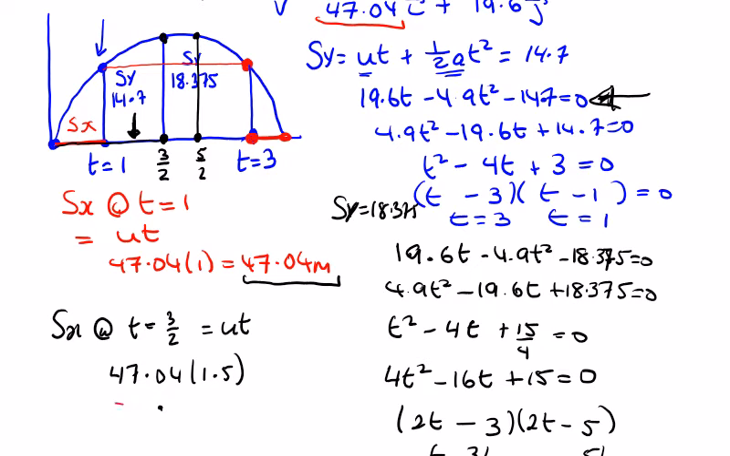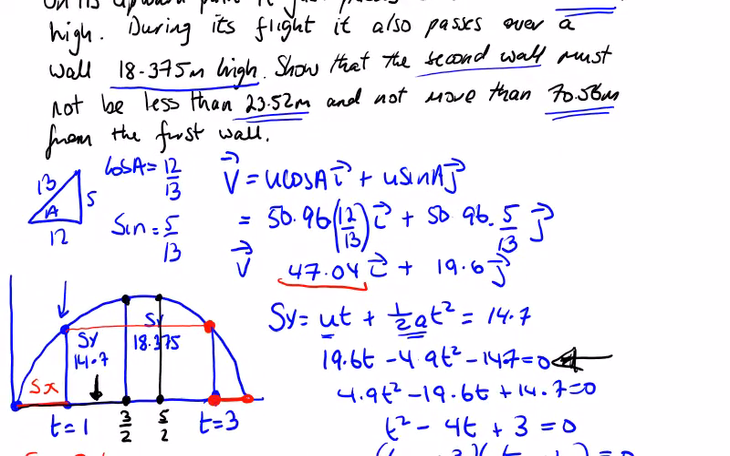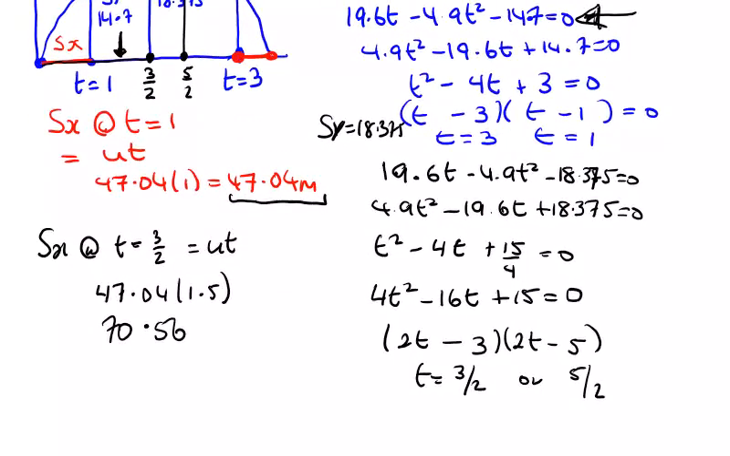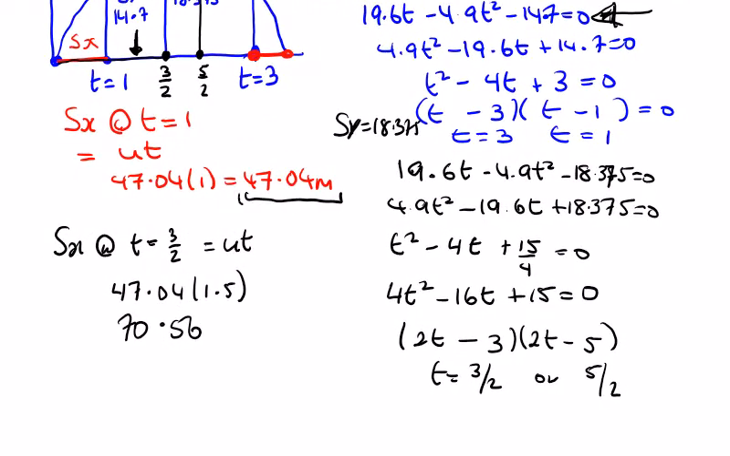Okay, let's jump back up to this question here. I'm going to just rewrite this 70.56 so you can actually see it. Right, what are they asking us? Show that the second wall must be not less than 23.52 and no more than this. Okay, this 23.52, well, that is actually what we're working out in our heads here. That's the difference between 70.56 minus 47.04, which is 23.52.